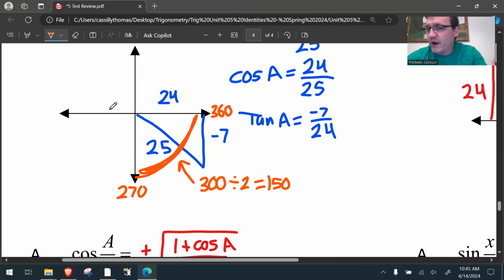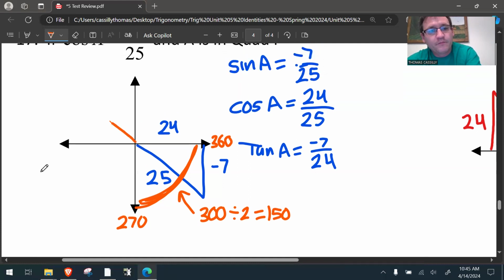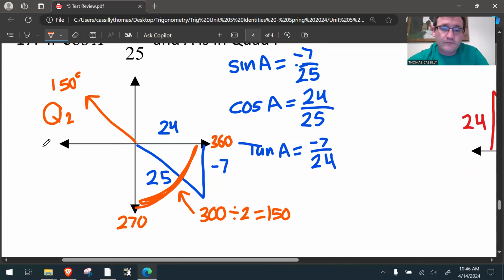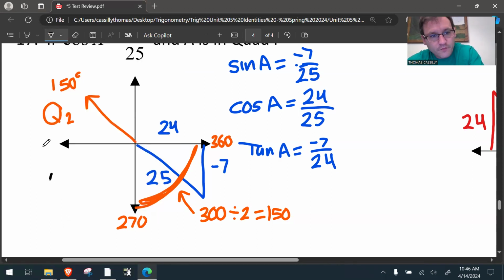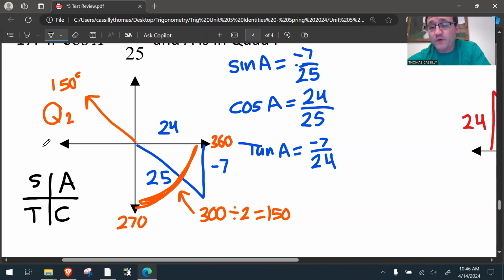What we have to do is think about, where does a 150-degree angle end up? It is over here. That is in quadrant 2. So think back to unit 2, where we were talking about the unit circle. We had this thing, we said all students take calculus. If we have a 150-degree angle, that's in the second quadrant. We know everything except for sine and cosecant are negative in this quadrant.